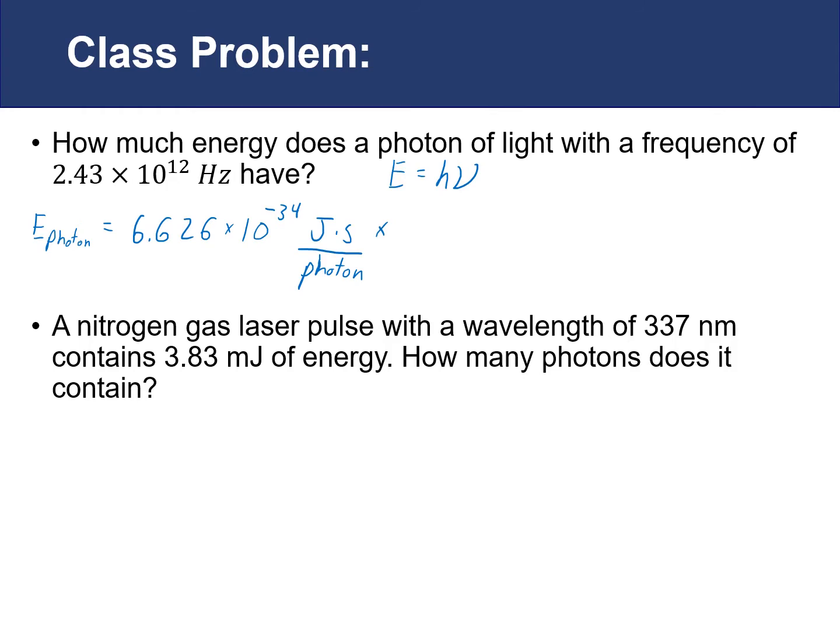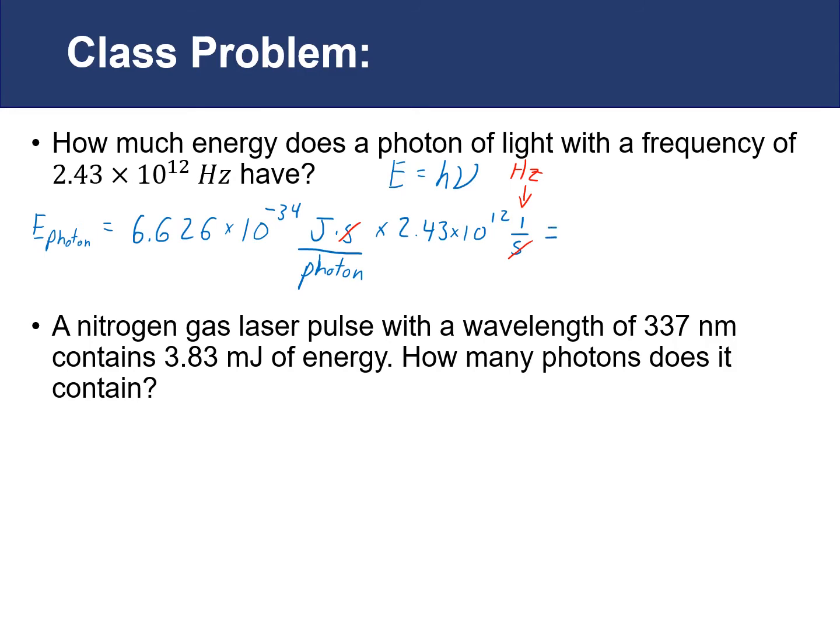Multiply this by our frequency, 2.43 times 10 to the 12th, and I'm going to convert hertz directly into the base unit of 1/seconds. So again, this unit here is the hertz, just converted into the base unit of 1/seconds. So what we can see is that our seconds cancel out, and this will give us units of joules per photon, which is essentially what we're trying to find. How much energy does a photon of light have? So if we figure out the energy per photon, we will have our answer.